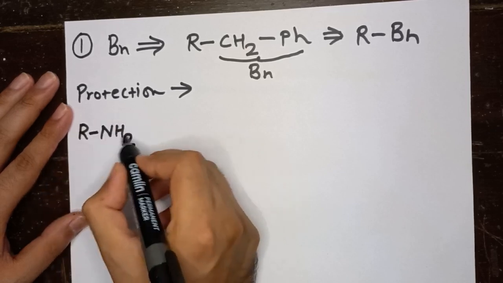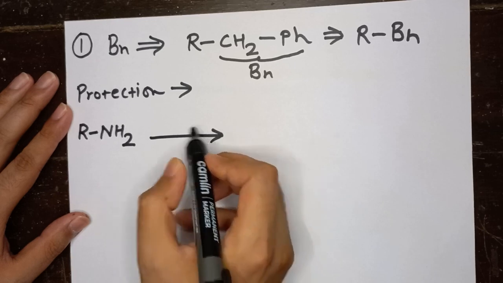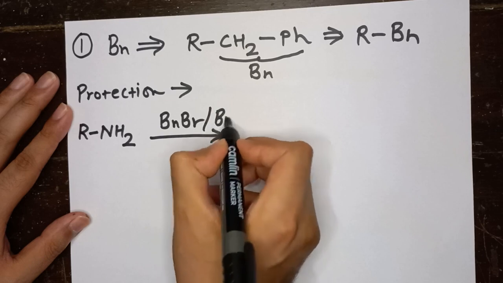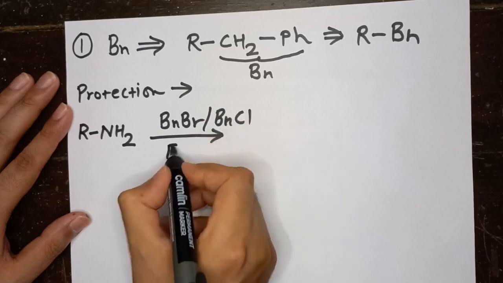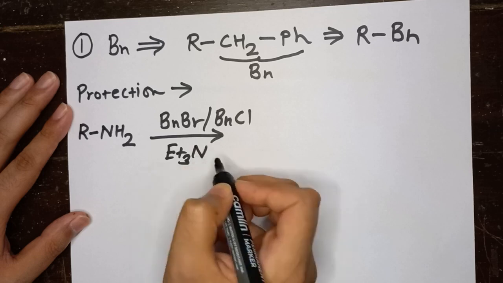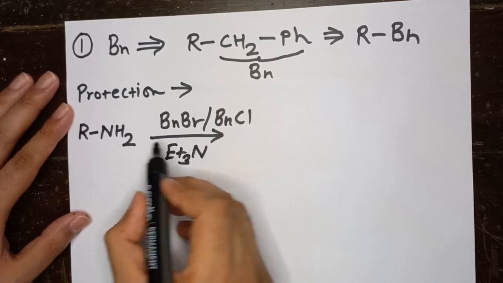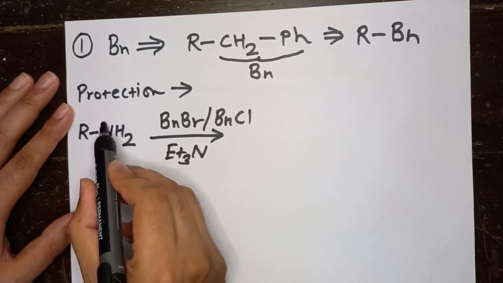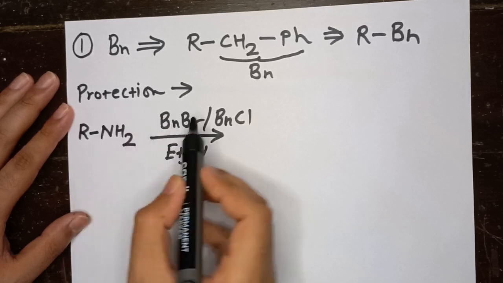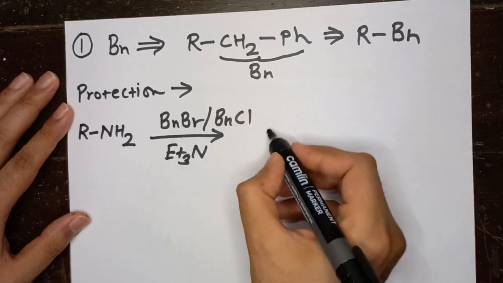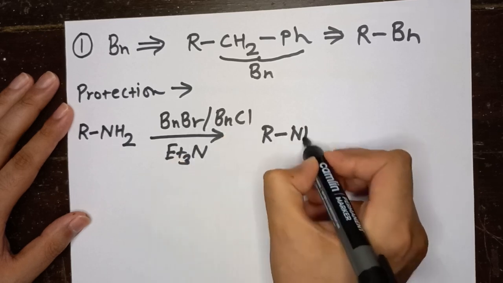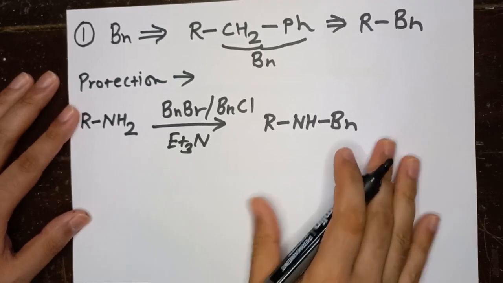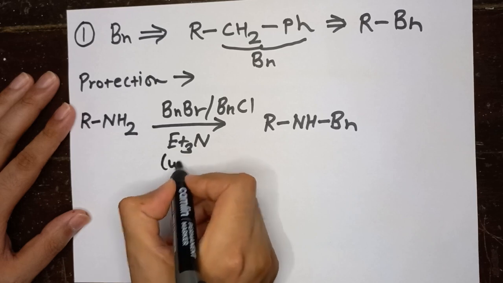To protect this primary amine, I am using benzyl bromide, or I can use benzyl chloride, in the presence of a weak base, triethylamine. So this triethylamine will abstract the proton of the NH2 group, and then the nitrogen lone pair will attack this benzyl group to eliminate the bromide ion, and we will be able to generate the benzyl protected amine group. Now this reaction is done under weak base.